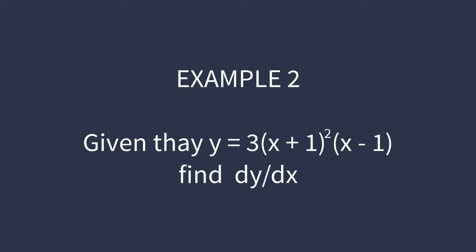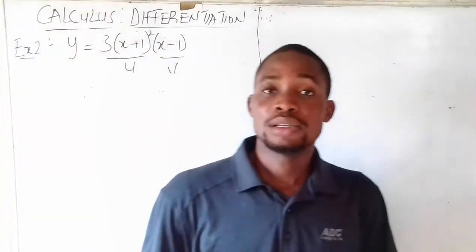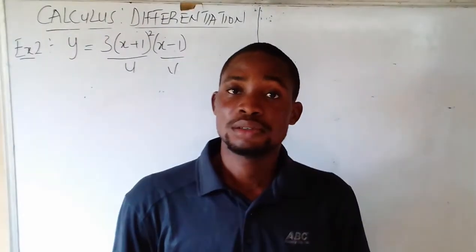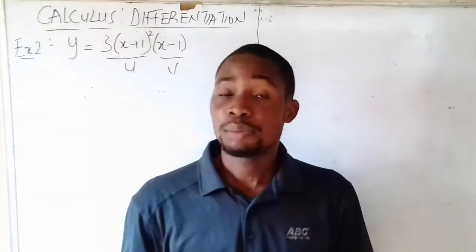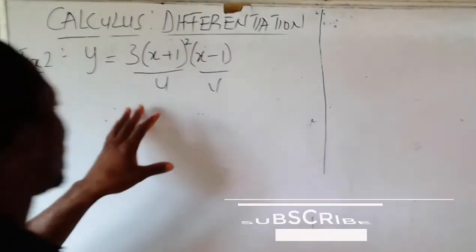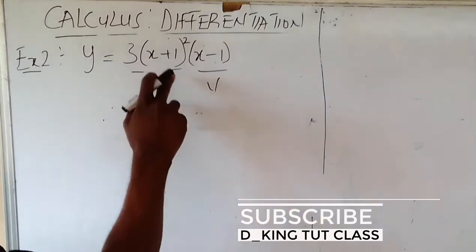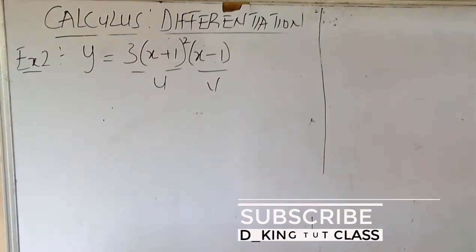Given that y is equal to 3 into bracket x plus 1 all squared, then times x minus 1, find dy/dx. Now, whenever you see any question in mathematics, you need not be scared. What you just need to do is to apply the idea you know and see how well it can get you. So for this case, I'm going to be applying the product rule, making this our u and this our v.